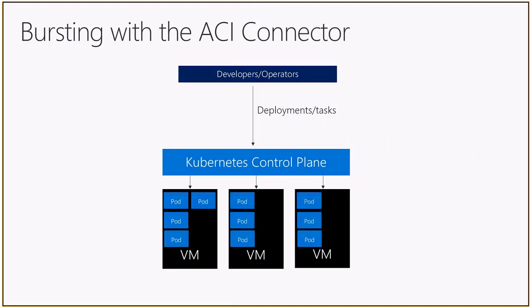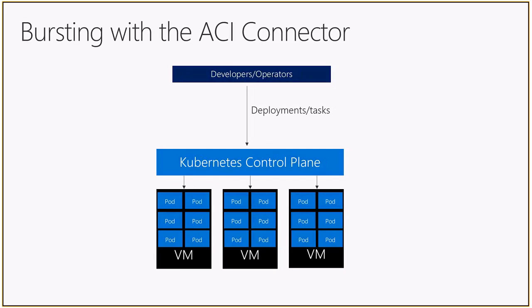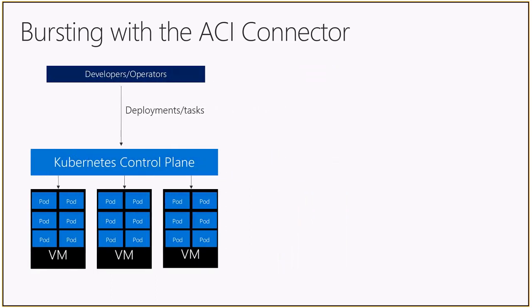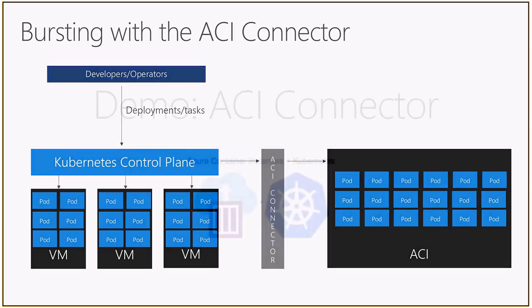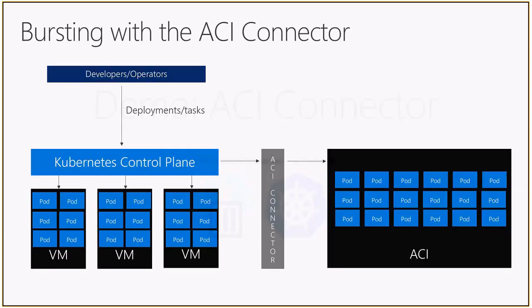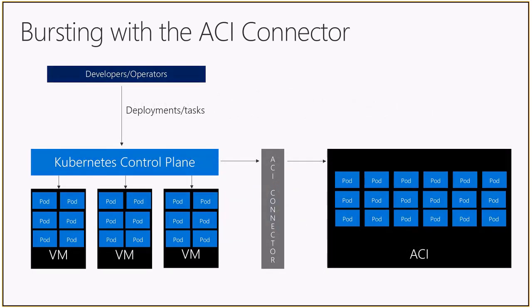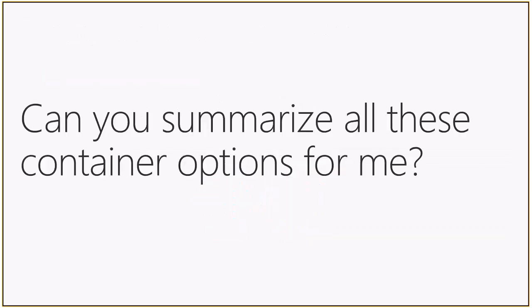This is your Kubernetes control plane. These are pods running on a virtual machine, and then there is the ACI connector, and now there are pods running inside the Azure Container Instances. Okay, so since we are a little bit short on time, I just want to go over the container options.